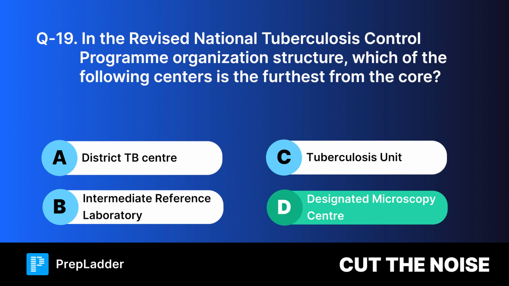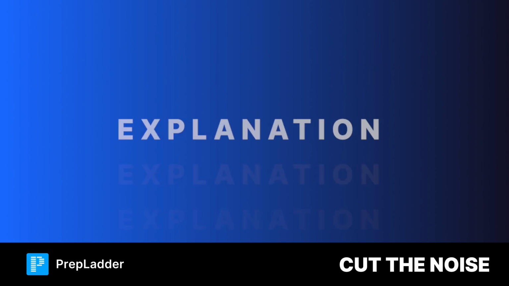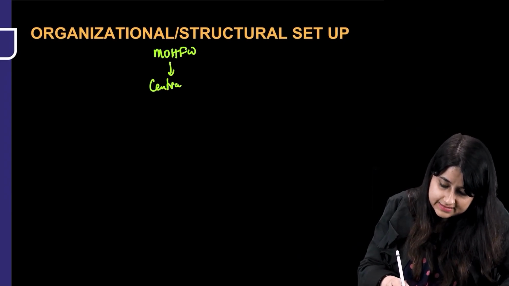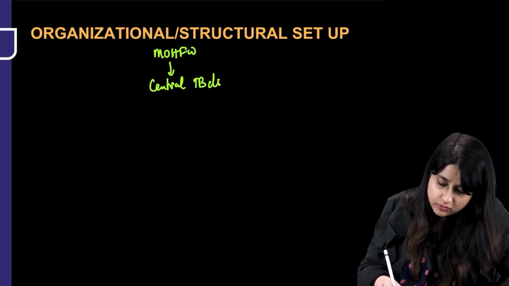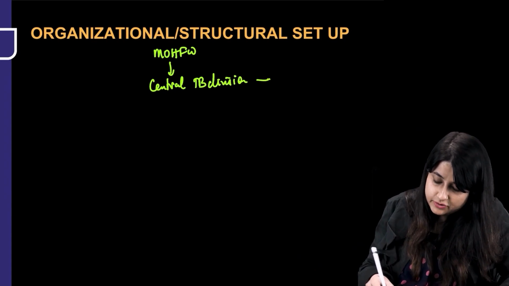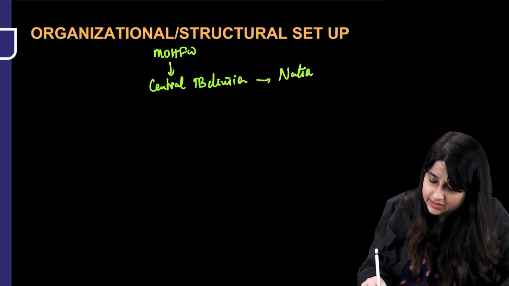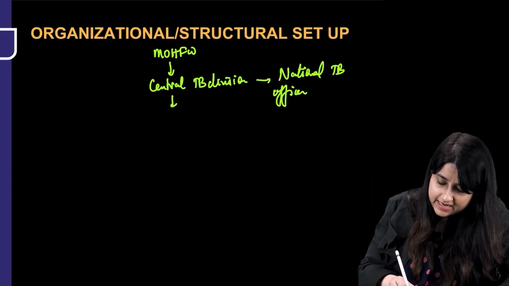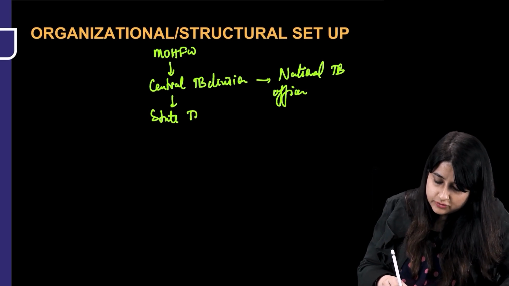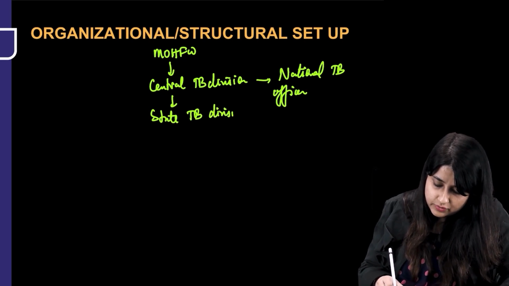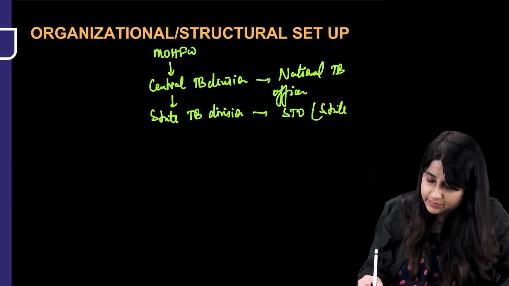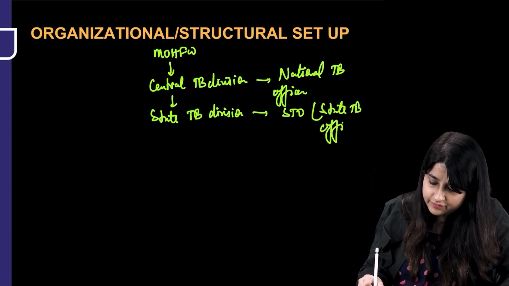And the correct answer is designated microscopy center. Here's the explanation. So here we have Ministry of Health and Family Welfare. Below that comes the Central TB Division. Okay, so in the Central TB Division is posted a National TB Officer. Okay, National TB Officer. Then we have a State TB Division. So in this State TB Division, who is posted? A STO. STO is whom? State TB Officer. Okay, State TB Officer.